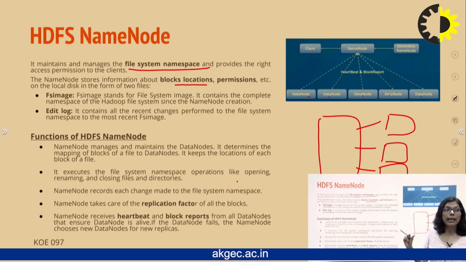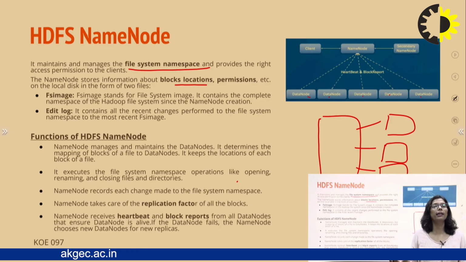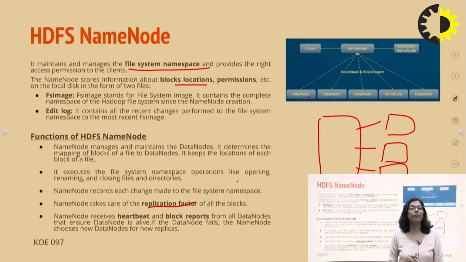And also it manages and executes operations like opening, renaming and closing the files and directories. So it will help you locate the file. It will help you open the files on the nodes. Second, it also takes care of the replication factor: how many times I need to replicate my block.